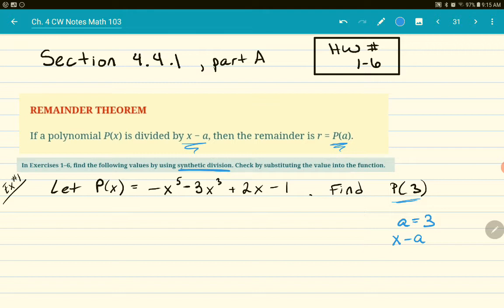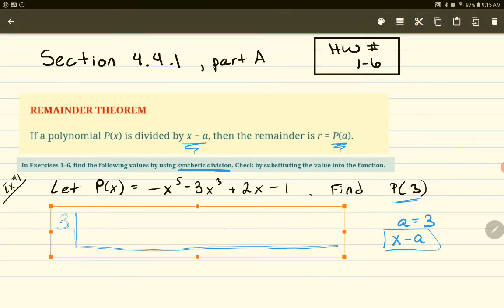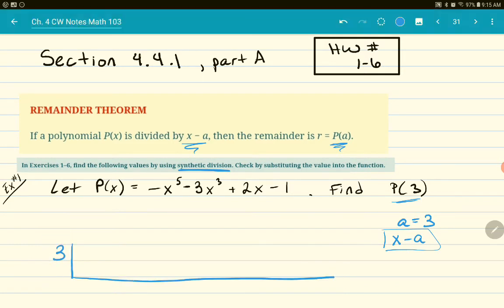Remember we put the corresponding zero over here on the left, so that's going to be the 3. Then I leave space for 2 lines of numbers and draw a long division bar. We're going to be multiplying and adding instead of dividing and subtracting like we do in long division. I need to rewrite my polynomial so every power is represented. Since this is a 5th degree polynomial, I need 5th, 4th, 3rd, 2nd, 1st, and the constant, so I'm going to have 6 terms.